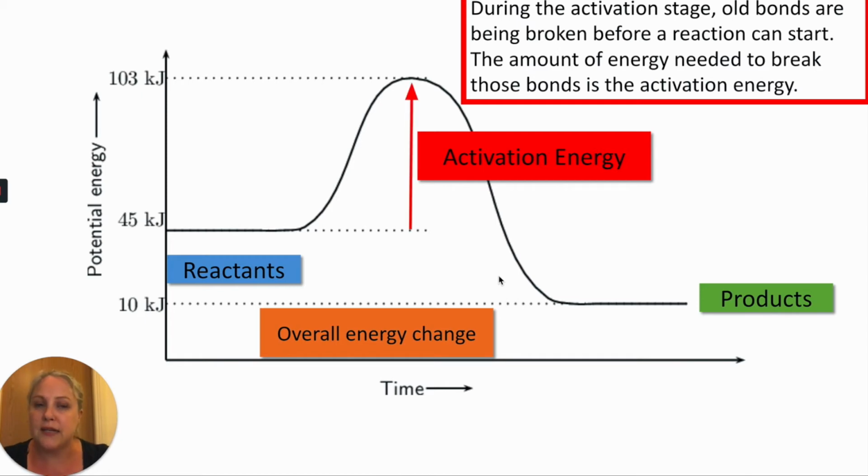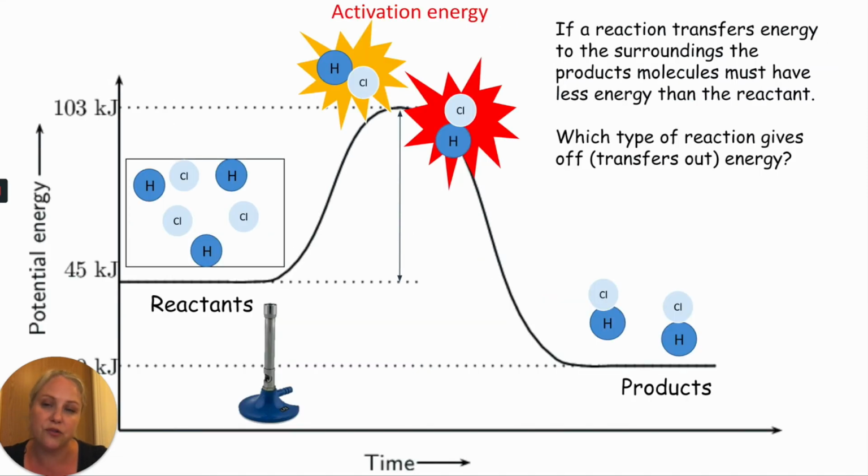Now, energy is needed to break bonds. To make bonds, it releases energy. Okay, so the difference between the reactants and the products is how much energy changes. It's how much energy is given out in a reaction or taken in a reaction, whether it's endothermic or exothermic. So here we can see the energy of the reactants, the energy needed, the activation energy for that chemical reaction to happen, and how much energy is therefore transferred into the surroundings.